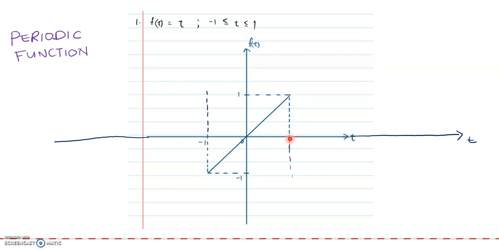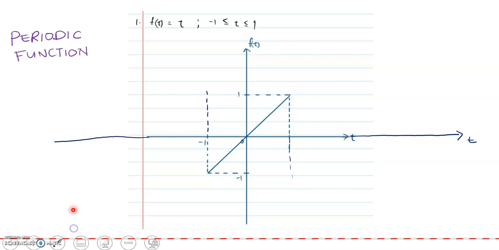So how can we expand it? How can we turn it into a periodic function? I'm going to begin with the definition, which says that a function repeats itself in regular periods. So the first step is to determine the fundamental period.